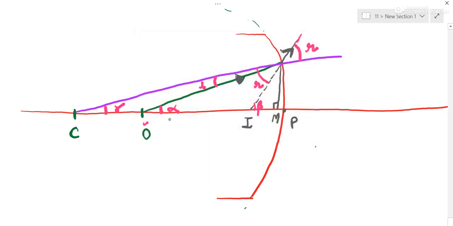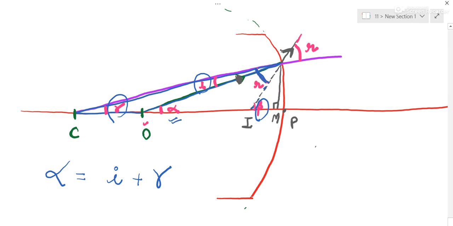Now we have to write the relationship. Let us see what is the relation. So alpha is, let me highlight the triangle. This is the triangle. This alpha is the exterior angle, so it is the sum of the interior opposite angles. One interior opposite is I and the other interior opposite is gamma. Similarly, write for this triangle. Beta is the exterior angle, so beta is the sum of gamma and R. So my R is ready as beta minus gamma.